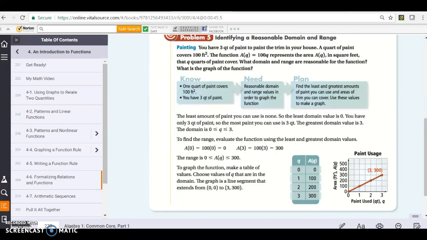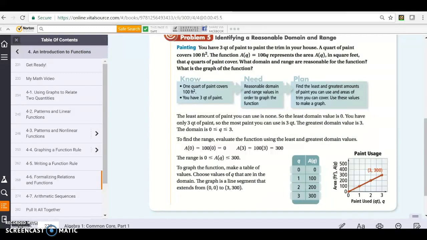Hello, we're looking at problem 5 from lesson 4-6. It says identifying a reasonable domain and range. Painting. You have 3 quarts of paint to paint and trim your house. A quart of paint covers 100 feet squared. A function A of q equals 100q, represented by the area A of q in square feet, and q quarts of paint cover. What domain and range are reasonable for the function? What is the graph of the function?